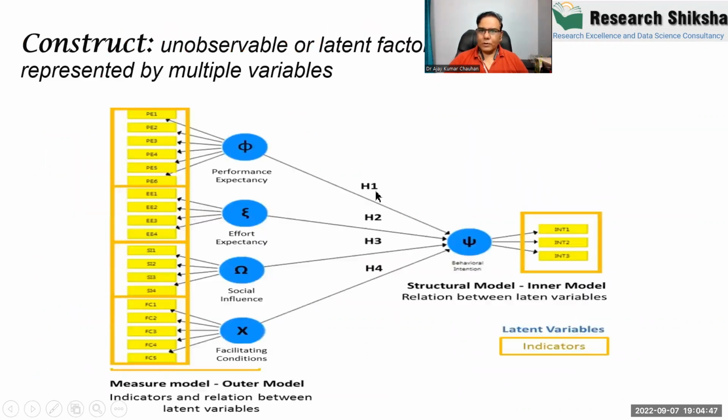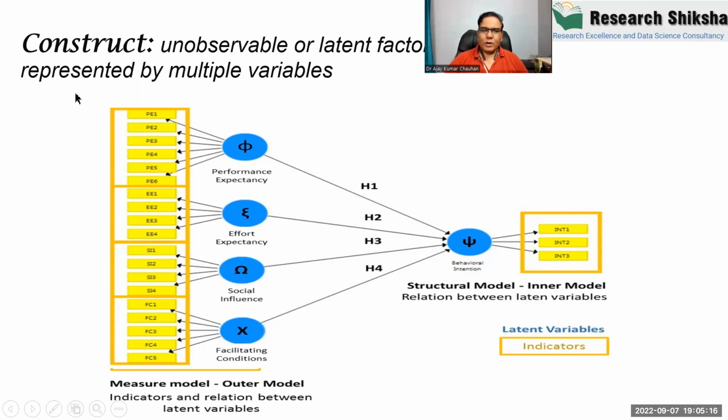So when you make a model, the yellow rectangles represent the items and the blue circles represent the construct, and the construct is measured by these items. We don't have any data for these blue circles, so their value is coming from the yellow rectangles.